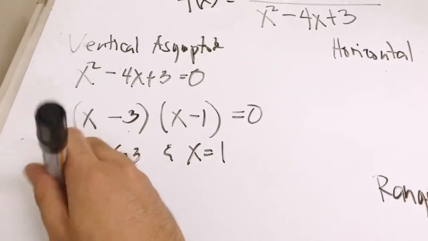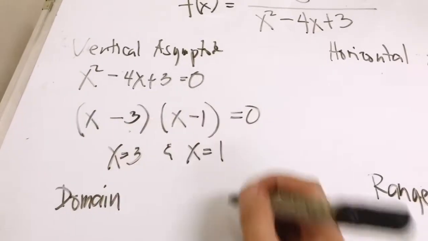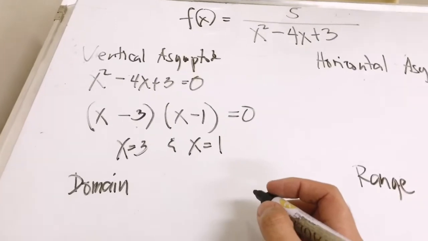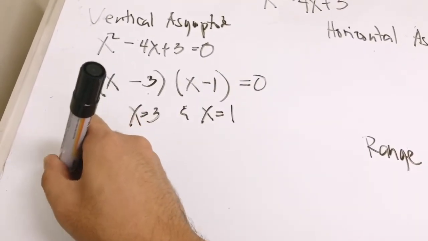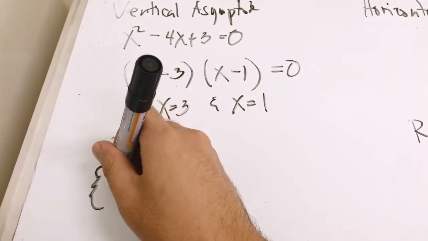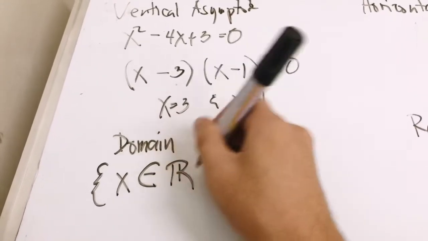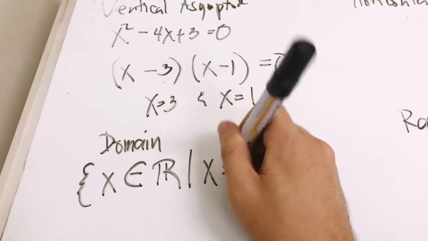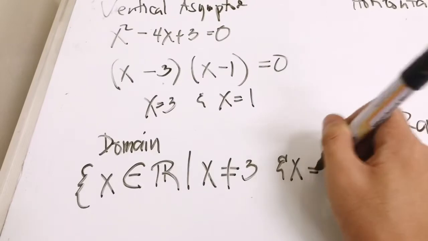Now, how to write this one in the form of domain since dalawa na yung value ng ating vertical asymptote? Madali lang yan siya. So, uunahin muna natin yung set builder notation. So, we have x is an element of a real number such that in every value of x is not equal to 3 and x is not equal to 1.